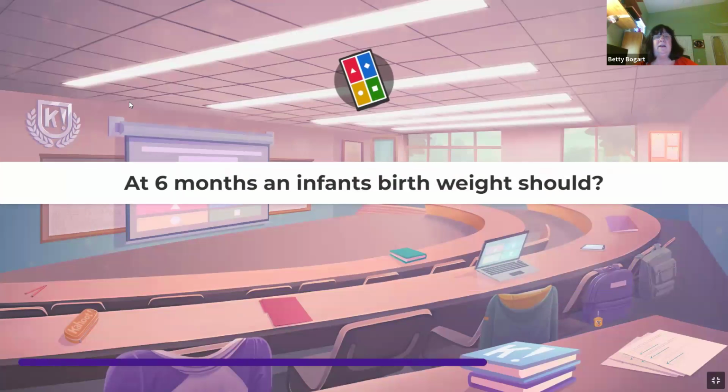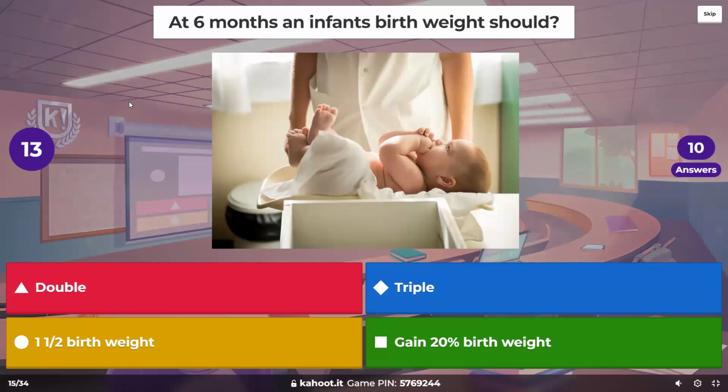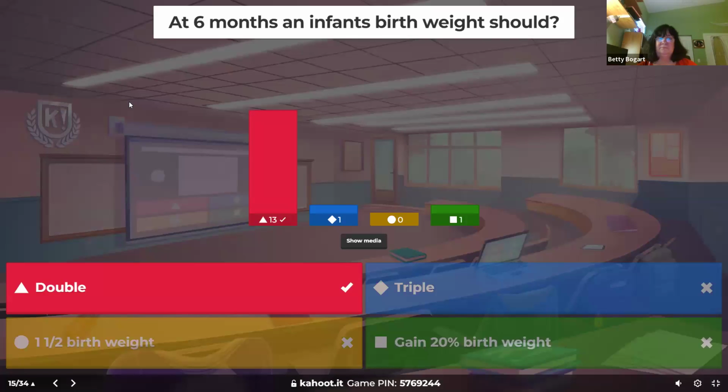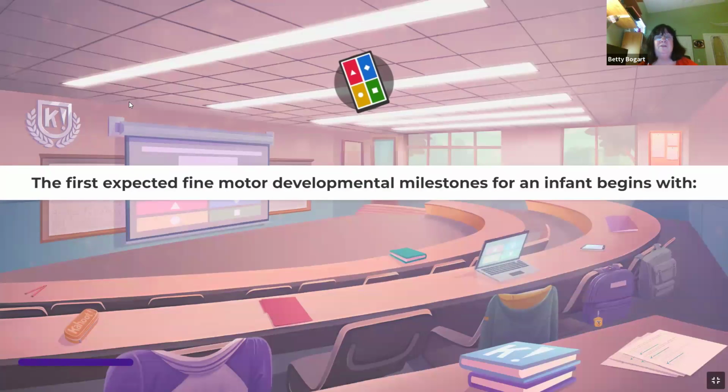At 6 months, an infant's birth weight should do what? Double. Absolutely. And there you are. Yes, it doubles. Those are some common questions they ask.